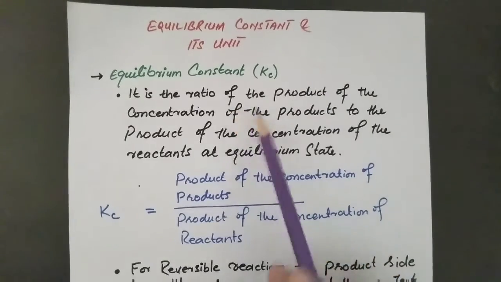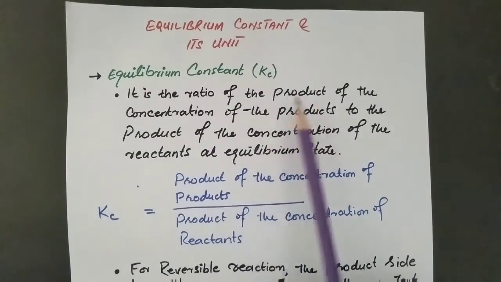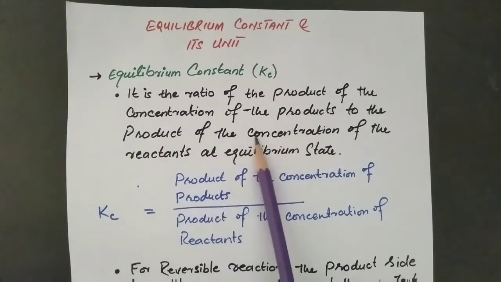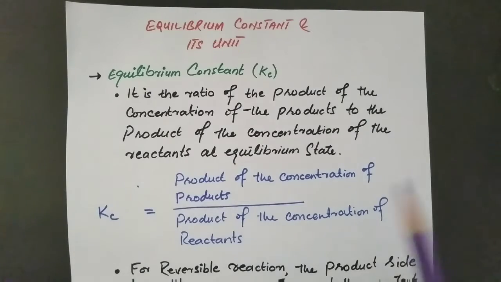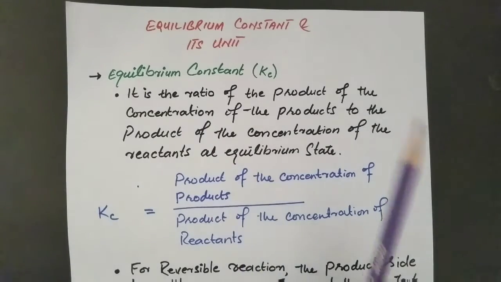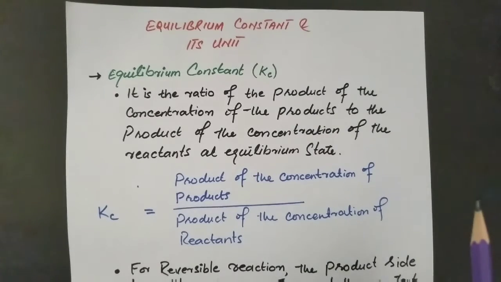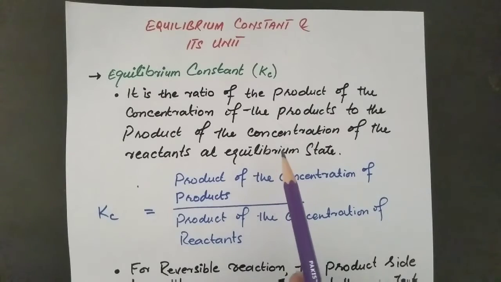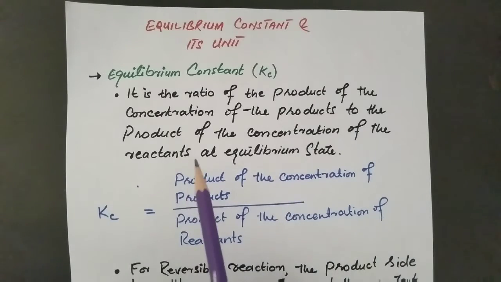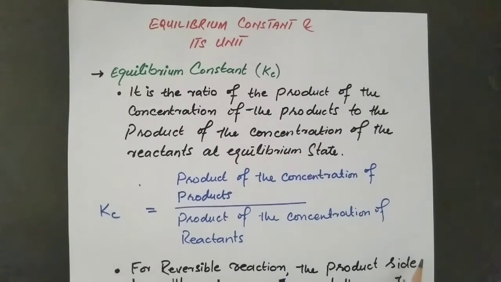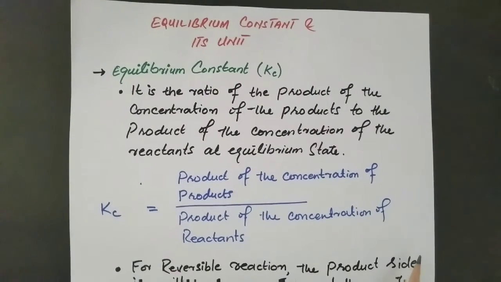We have already studied that the equilibrium constant is the ratio of the product of the concentrations of the products to the product of the concentrations of the reactants at the equilibrium state. So, a quick review of this definition: it is a ratio of the multiplication of the products, the things written on the left-hand side of the equation, to the multiplication of the concentrations of the reactants, the things written on the right side of the chemical equation.